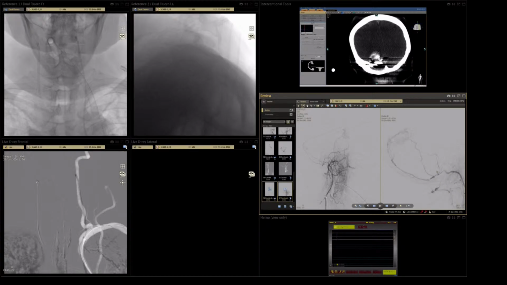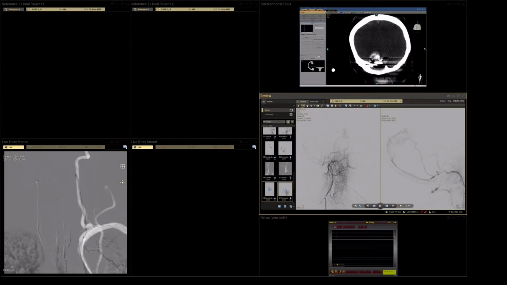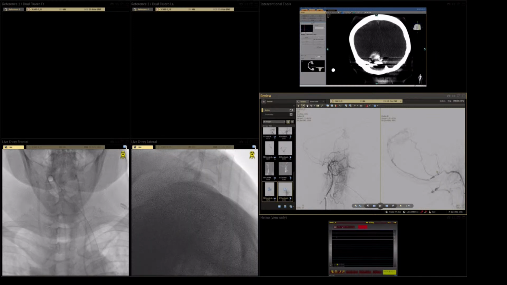Now the screen is in comfortable position and the second guiding is in the vertebral artery.